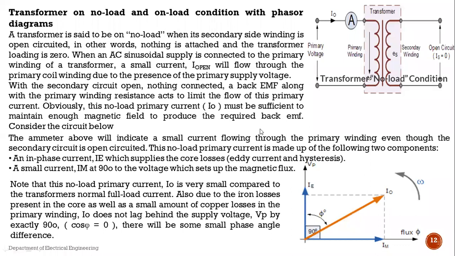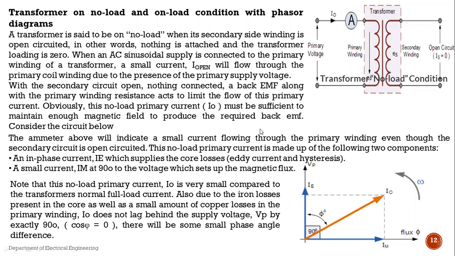In the previous lecture, we started the transformer on no load condition and the transformer on load condition. The no load condition we have already discussed. No load condition means the secondary side of the transformer is not loaded, that is, it is kept open circuited. With an open circuited secondary, there is no current flowing from the secondary side.